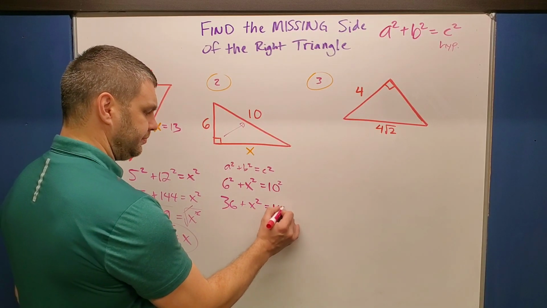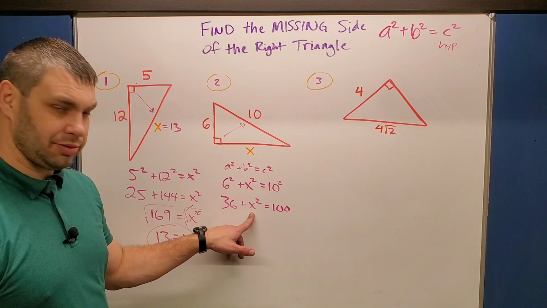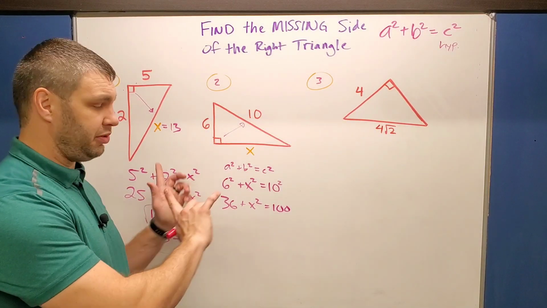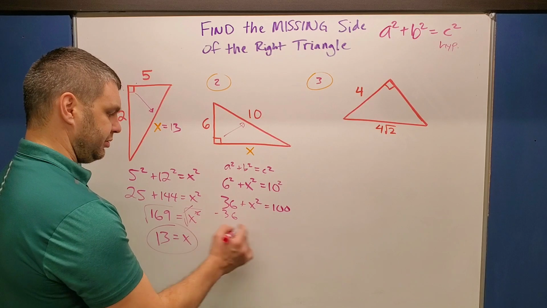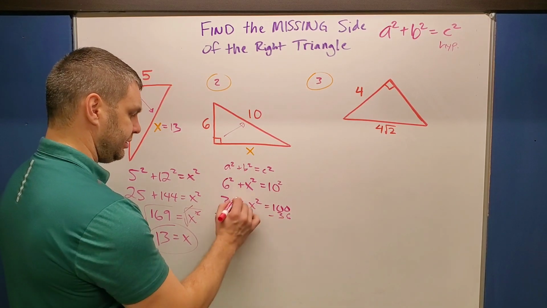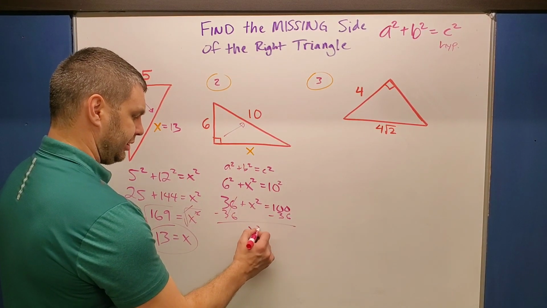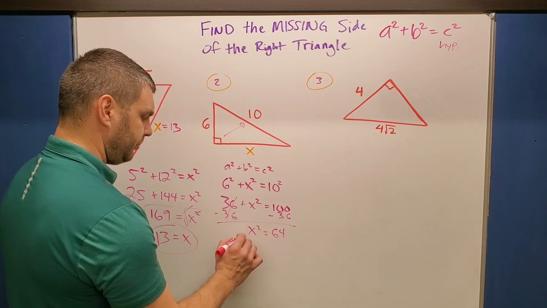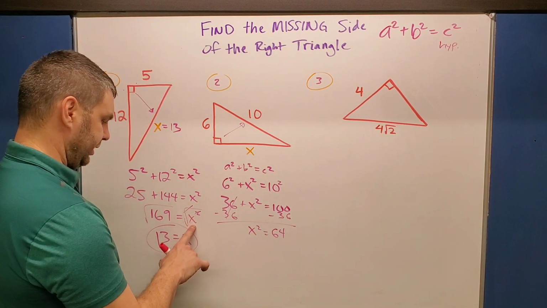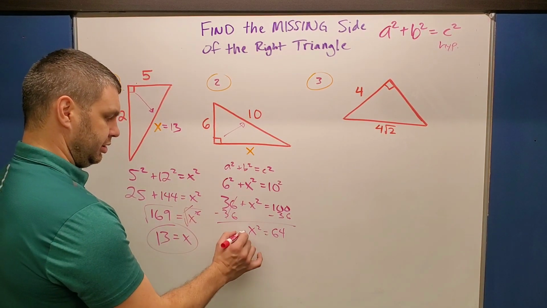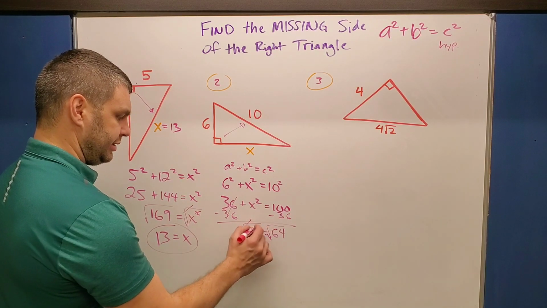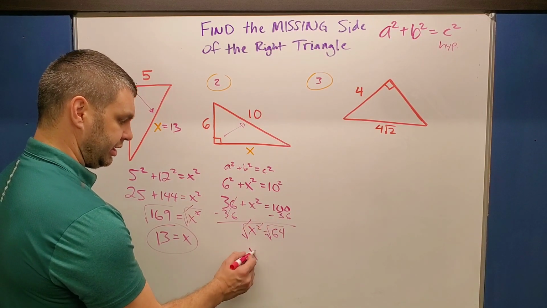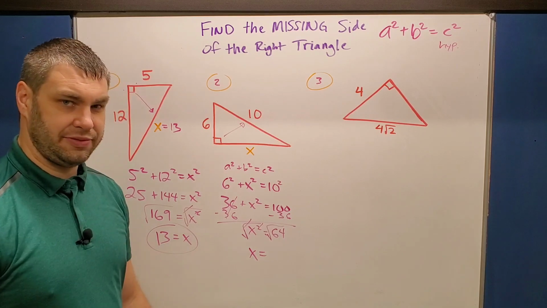10 squared of course is 100, and now this time my x is what I'm trying to get by itself, so I need to move the 36 to the other side using inverse operations. It was positive, so I'm going to subtract 36, and this gives me x squared equals 64. And again, just like the last one, when I had the x squared equals 169, to undo that square, I'm going to take the square root of both sides. The square and the square root cancel, leave me with just x, and the square root of 64 is 8.